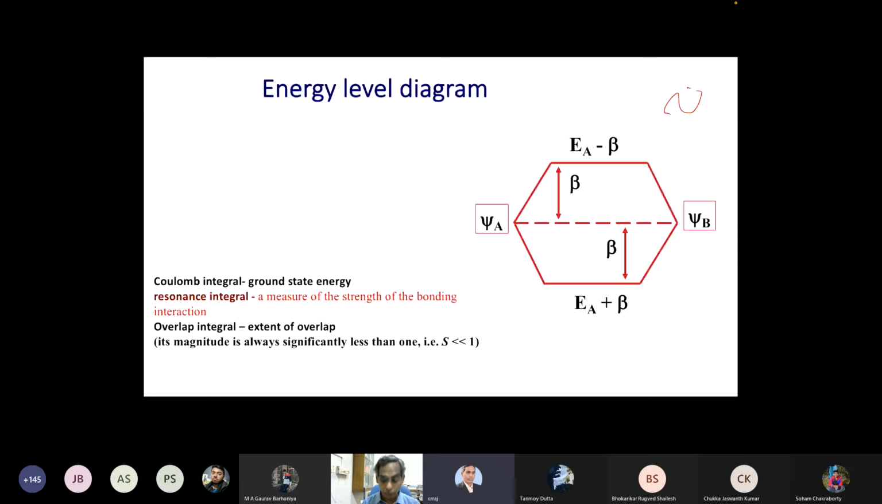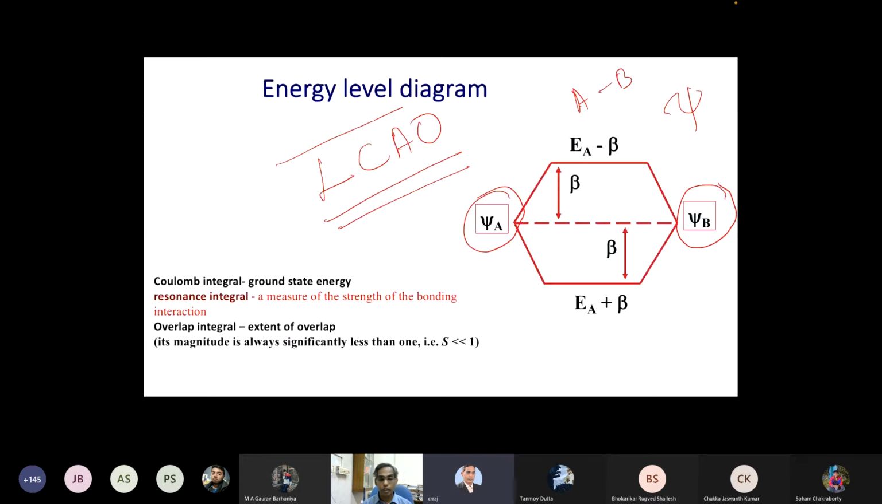Say for example, you look at here. This is one of my atoms, and this is another atom. What I have designated as psi A and psi B. You consider this as hydrogen or any other atom. Now we are talking about the linear combination, LCAO, linear combination of atomic orbitals. So the primary conditions for the linear combination of atomic orbitals are what? Number one is your symmetry. Number two is your energy.